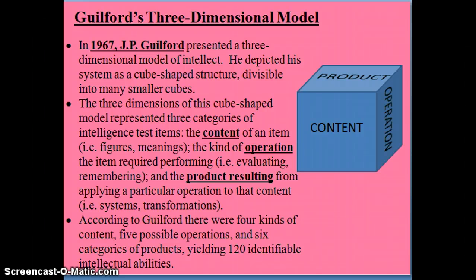Guilford comes along and says we have 3 dimensions to what our intellect is. We have the content of anything we're working with, there's the operation, what you do with that thing, and then there's the product resulting from what you've done with that content. And since there are 4 kinds of content, 5 possible operations, and 6 categories of products, according to Guilford, there's 120 identifiable intellectual things that we can do, as opposed to Thurstone's idea of 7.